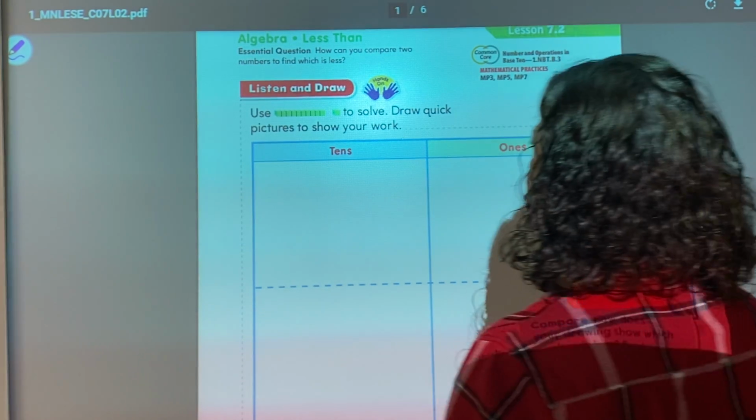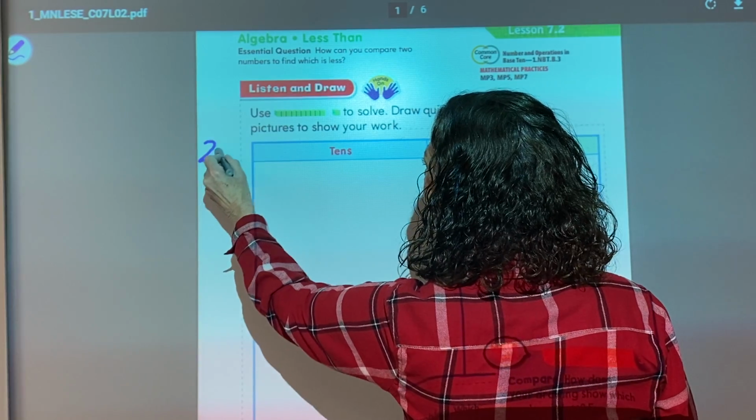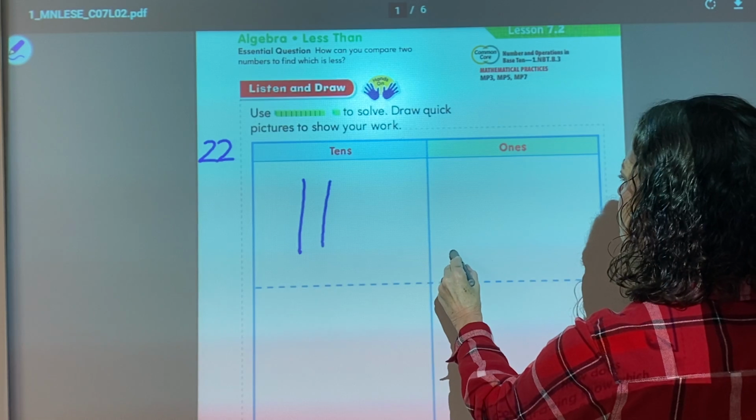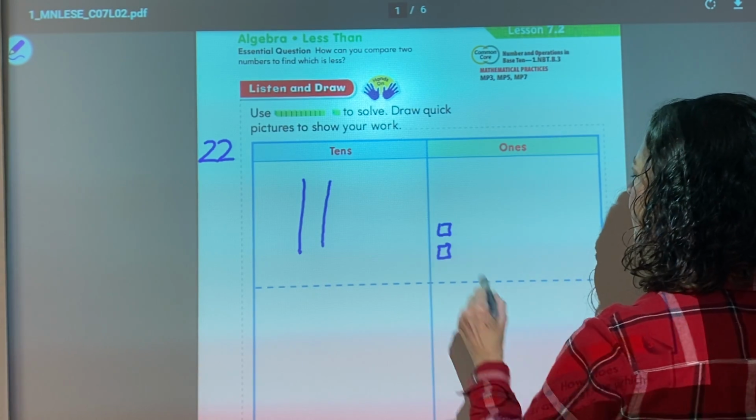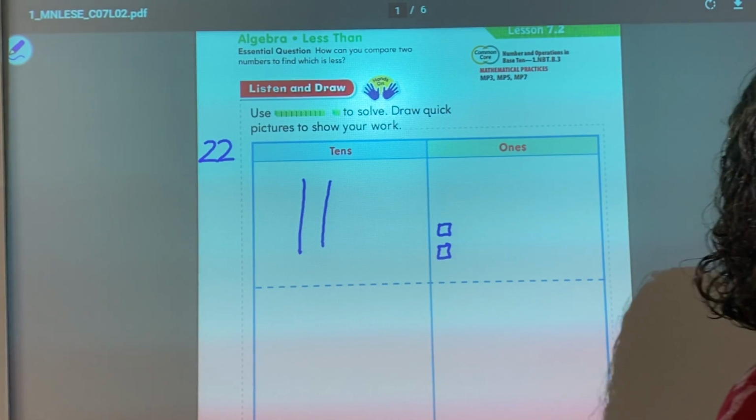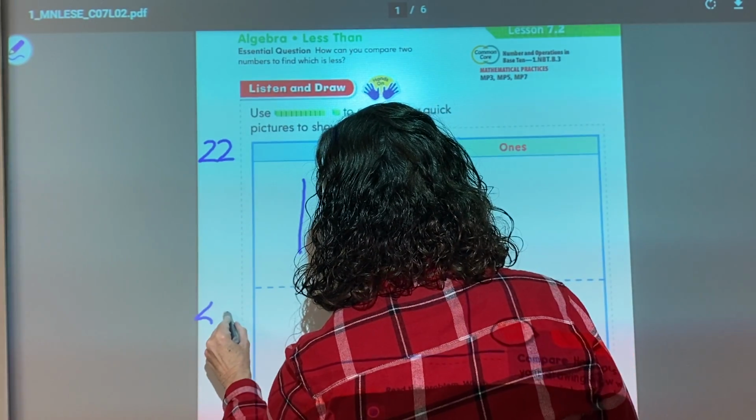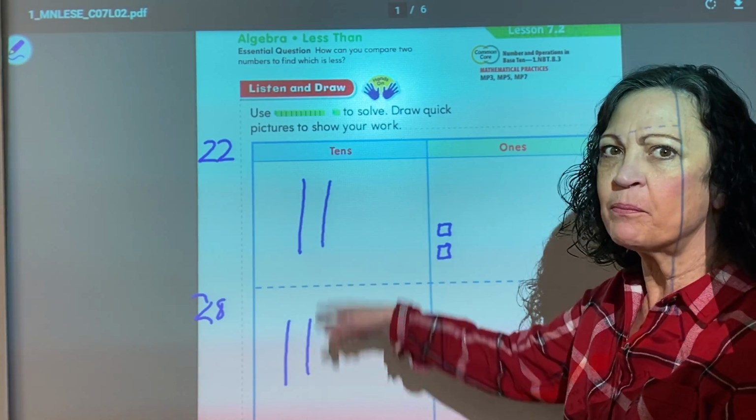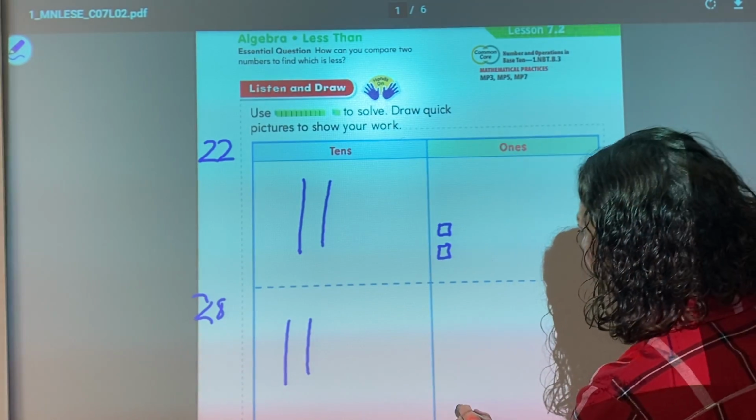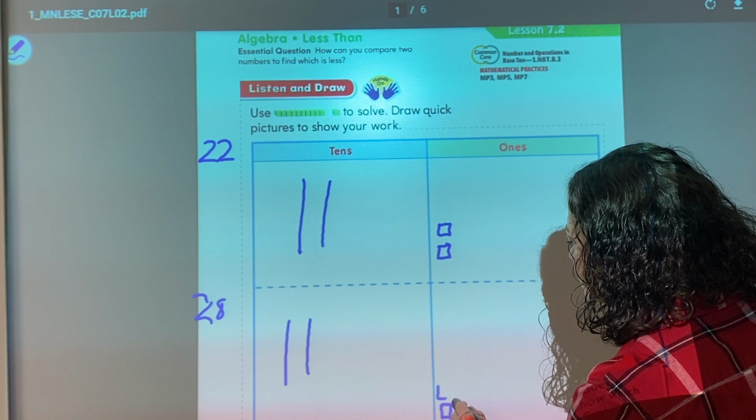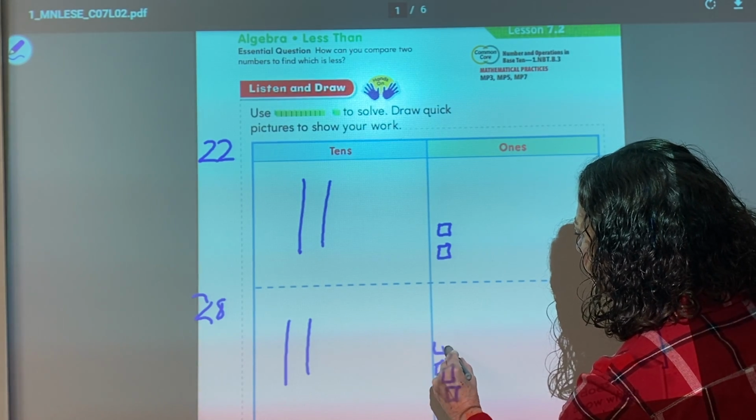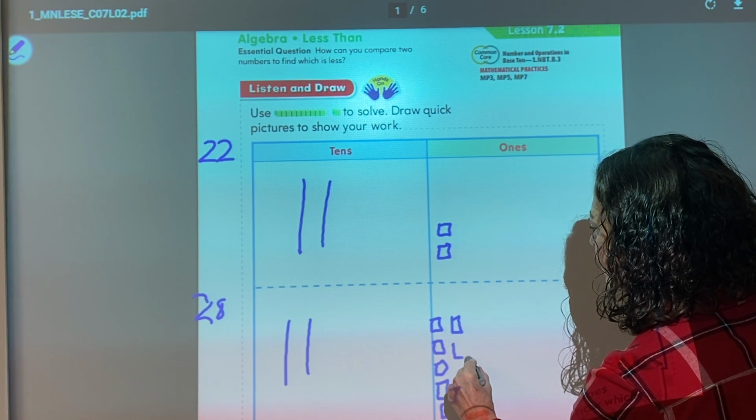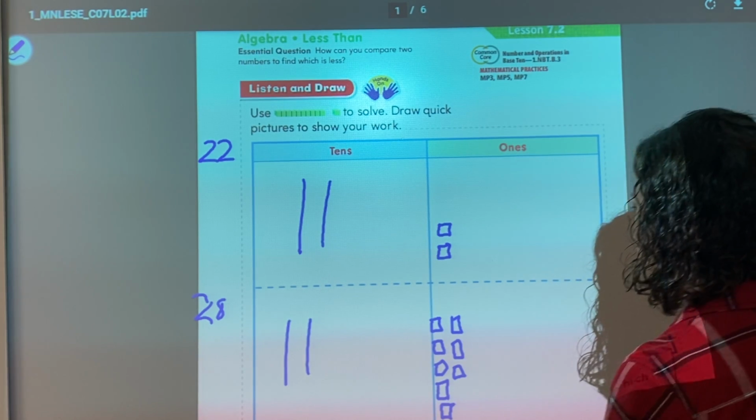I have to draw it out. 22 is my first number. It has two 10s and it has two 1s. 28 is my next number and it has two 10s. So the 10s won't help us here because they're exactly the same. So we have to move on to the 1s place. And 28 has 8 1s. 1, 2, 3, 4, 5, 6, 7, 8.